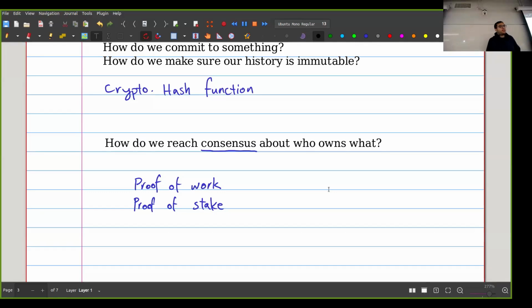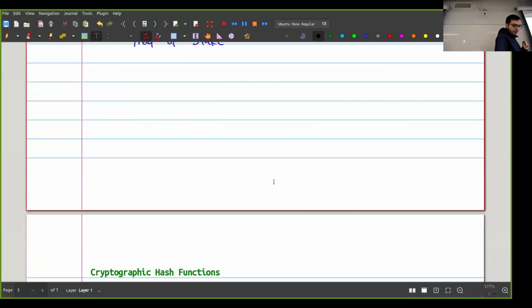So when do I actually own some money? What if half of the people on the network believe that I own it and the other half believe that someone else owns this piece of money? I have to sort this out. I have to make sure that we reach a consensus and everyone is on the same page. And for this, we will see several different protocols in this course. The two most important ones are proof of work and proof of stake. Okay.